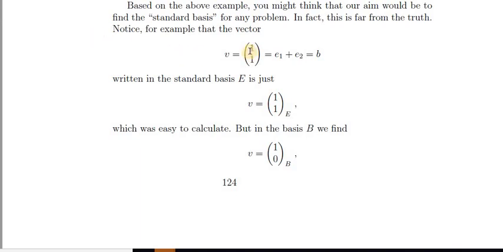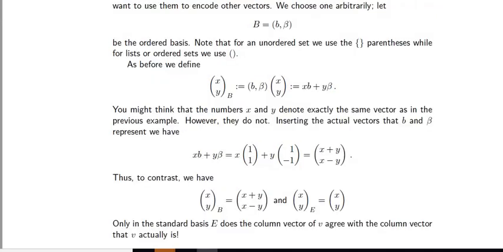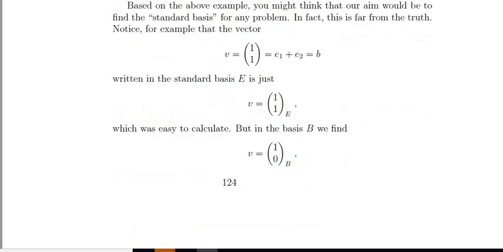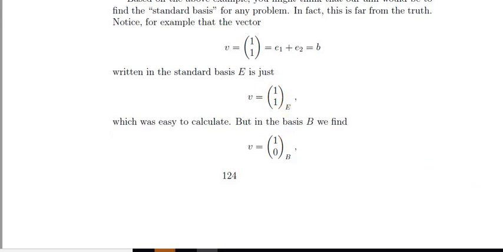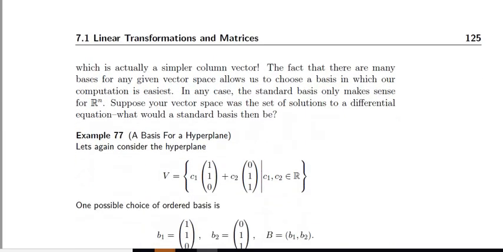For instance, we see here the vector 1, 1. In the standard basis, as we said, it just looks like 1, 1. But in this new basis, how would we express this vector? Well, 1, 1 in fact is just the vector b. Okay? So if I want to express this vector 1, 1 in terms of the basis b beta, I just take 1 times b plus 0 times beta. Right? So same vector expressed in different bases. Make sure you put the subscript to indicate which basis you're expressing the vector in.